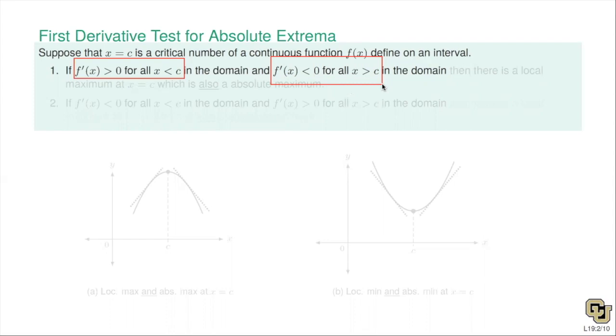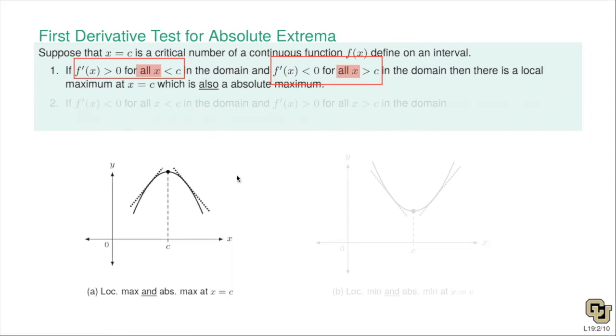So before the critical point, the function is only increasing, and the key phrase I want to emphasize here is that this says for all x in the entire domain. So if before the critical point the function is always only increasing, and after the critical point the function is always only decreasing, then obviously we have a local max here, but it's also an absolute max.